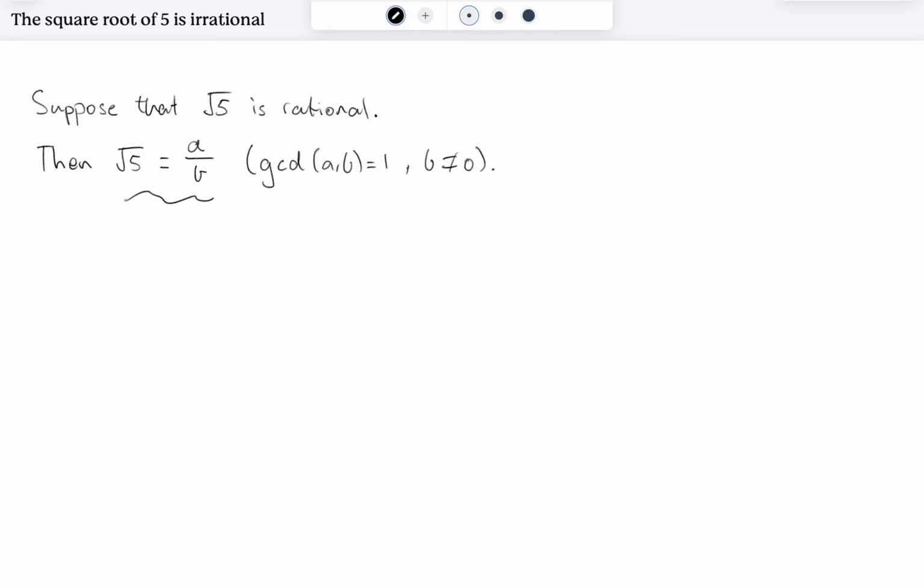Okay, so with this equation here, we could multiply both sides by b. So we get that root 5 b equals a. And then from here we could square both sides, which gives us 5b squared equaling a squared. I've done nothing other than just play around with this equation, because we're going to refer back to this to show a contradiction.